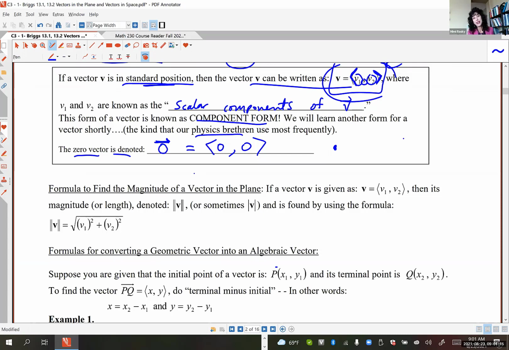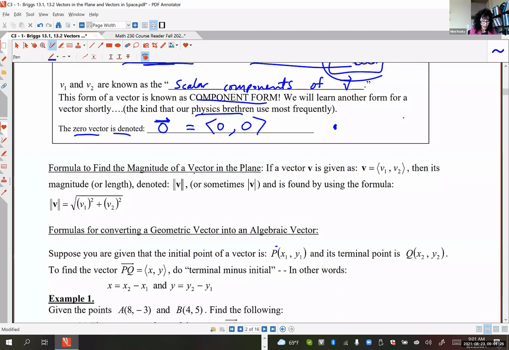Okay, let's look at how to find the magnitude. Super easy, because it's just the result of the Pythagorean theorem. You've heard of the Pythagorean theorem, right? So if somebody gives you a vector in component form, then the magnitude, which is sometimes called the length, is denoted with double bars on either side of the vector.